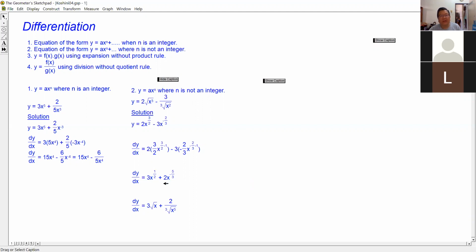So if there's no number at the bottom, then you put it at the denominator. Here, no number at the denominator, so you just leave the 2 at the top. And this term, negative 5 over 3. Negative means that this term, you have to write it at the bottom. The 3 at the bottom means cube root. The 5 at the top means x to the power of 5.